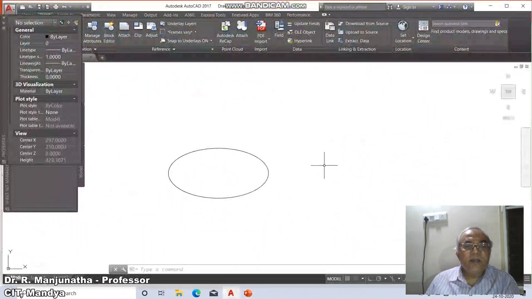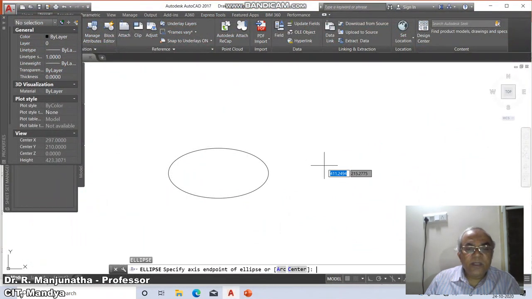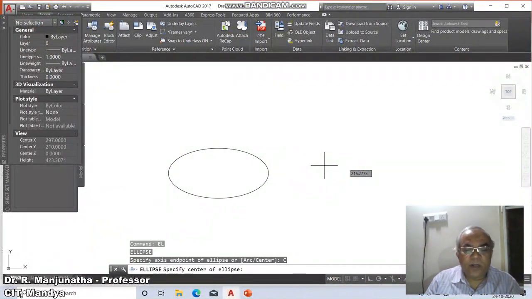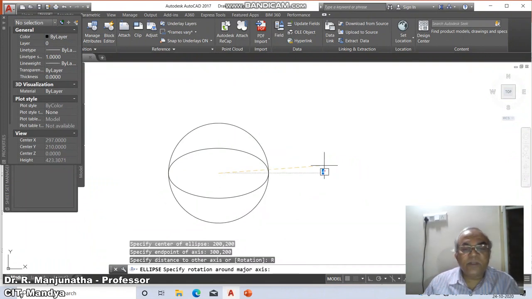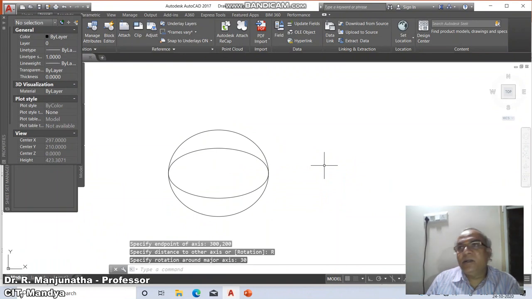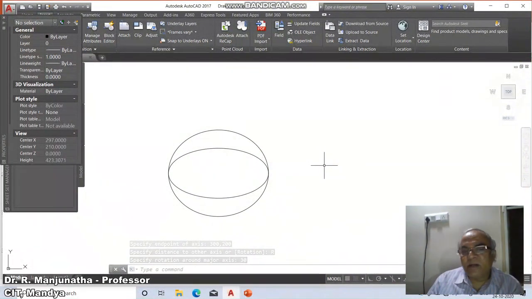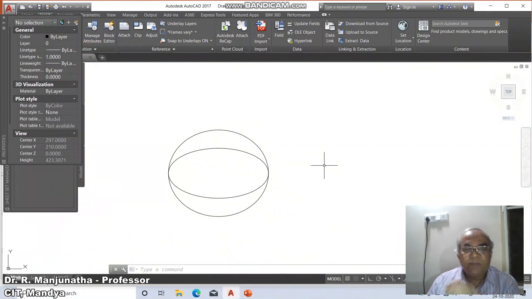So similarly, if I say ellipse, center, I will say 200 comma 200. Then I will say 300 comma 200. Now I say the rotation around the major axis. Now I will say 60 degrees. Now I will say 30 degrees. So as you reduce the rotation angle, it will try to go away from the center point of the ellipse.